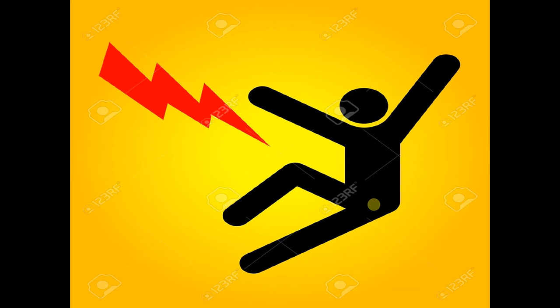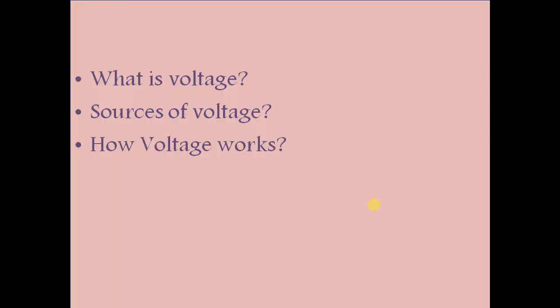So today's topic is voltage. What are we going to learn in this session? What is voltage, sources of voltage, and how voltage works. You have probably heard that a battery or a wall outlet has a certain number of volts. Now what is a volt? I'll give you a definition.